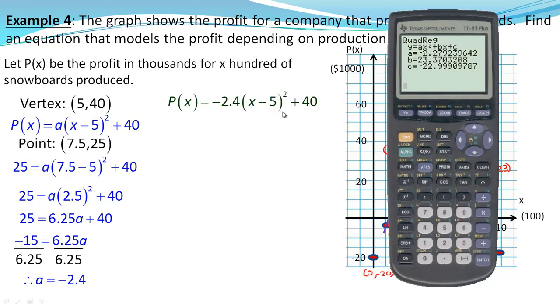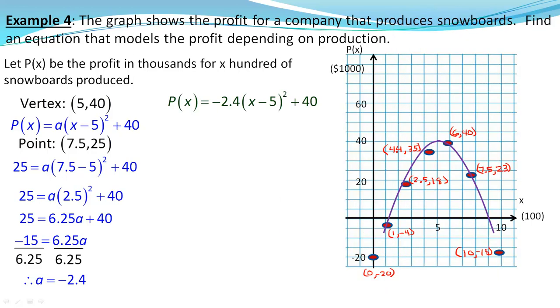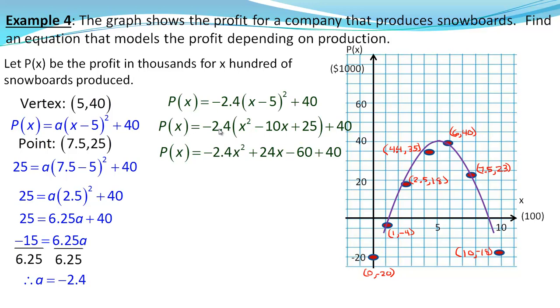So to compare that with this graph, I would want to expand this. So then you saw the one translation come there where I was expanding out. So if we square the x minus 5, we get x squared minus 10x plus 25, and then I'll multiply the negative 2.4 in. So negative 2.4 times x squared would be that term. Negative 2.4 times negative 10x would be 24x. And negative 2.4 times the 25 would be negative 60 plus 40. And so we get this.